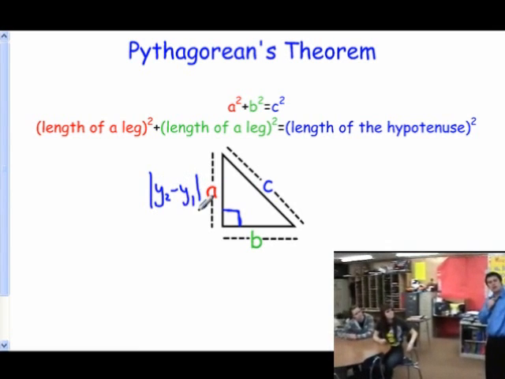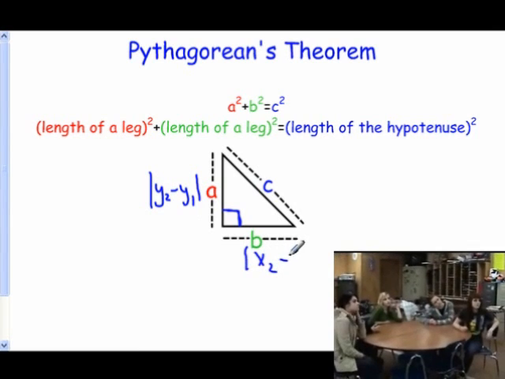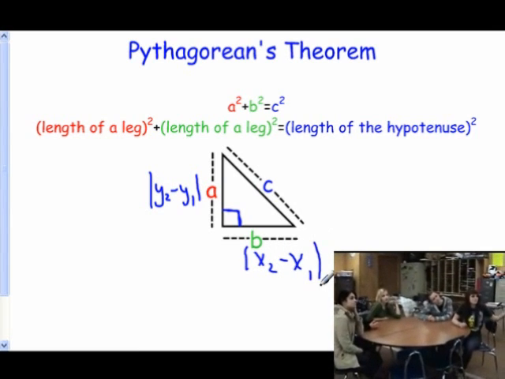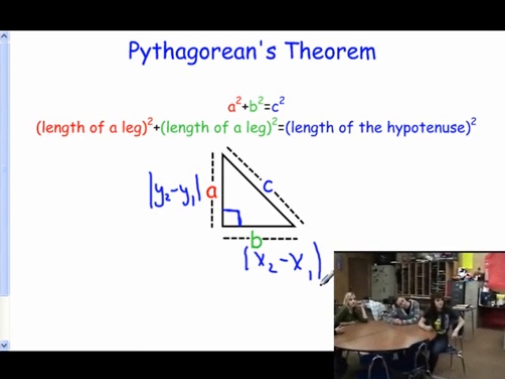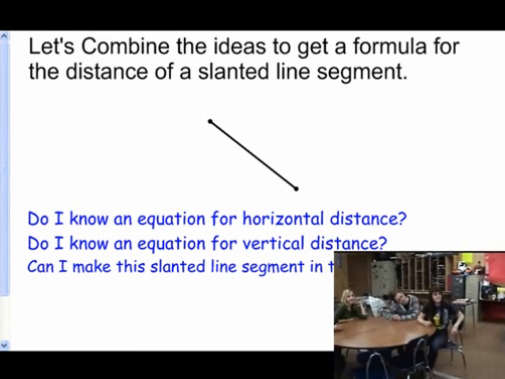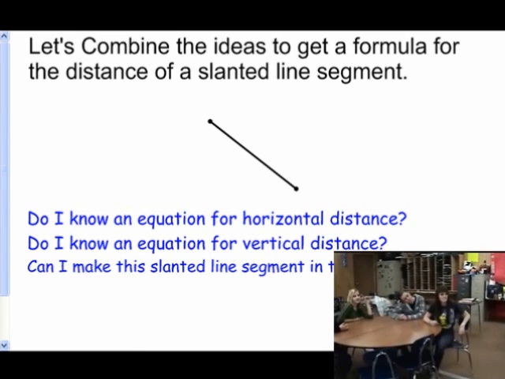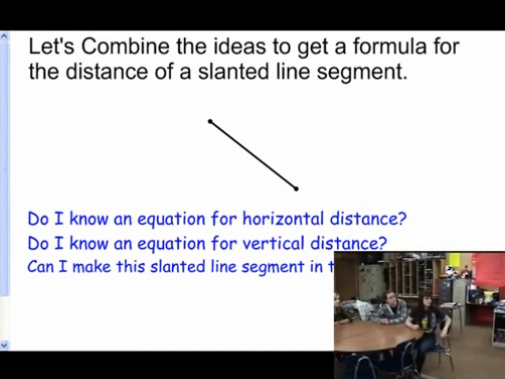What would go right here for A? Our formula that we just talked about. Okay. Which would have been what for us? y2 minus y1. Okay. And then what would go right there? All right. So we're going to combine these two formulas that we came up with for A and B in order to find C somehow.